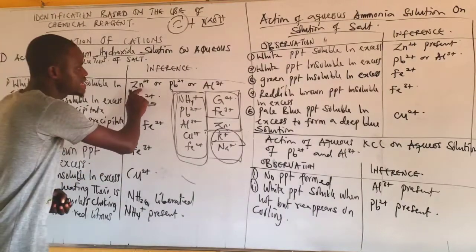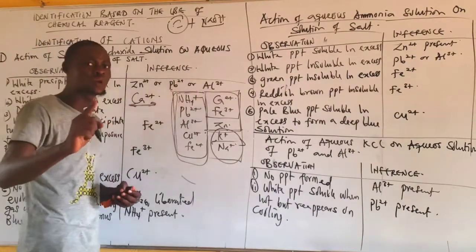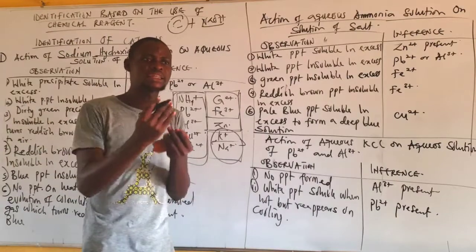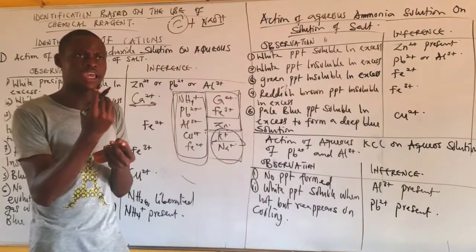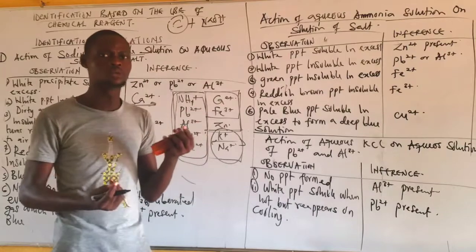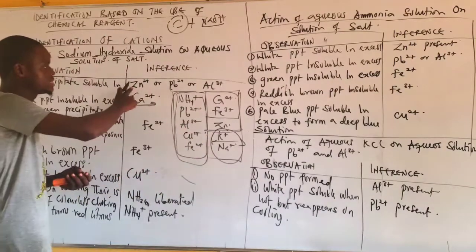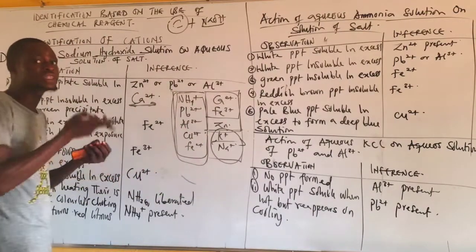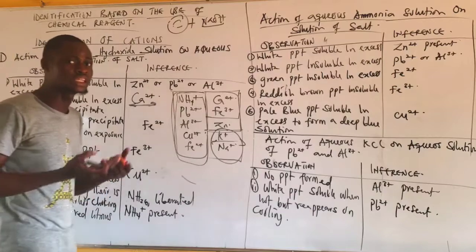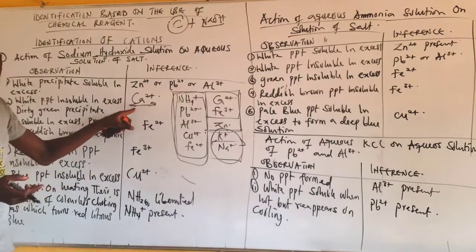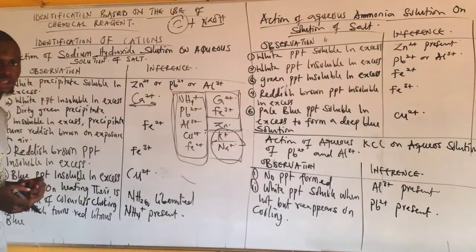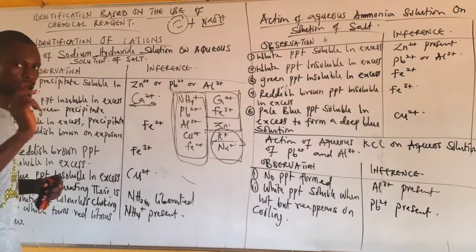All this one, zinc, lead, and aluminum, they will also give you a white PPT. But I can easily distinguish between them by whether it is soluble or insoluble. If it is soluble, then zinc, lead, and aluminum might be present in the solution. But if it is insoluble, there is presence of calcium ion in that solution. That should be your number 2 inference.